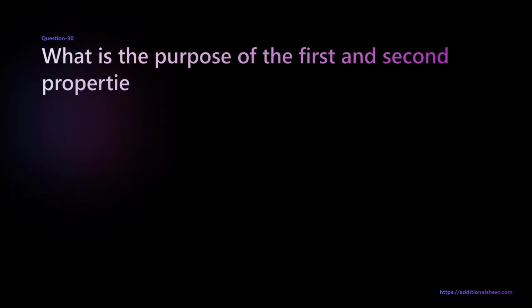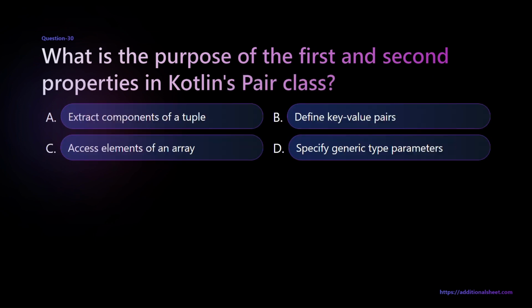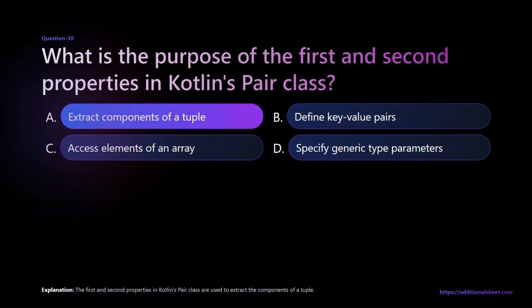What is the purpose of the first and second properties in Kotlin's Pair class? Option A, extract components of a tuple. Option B, define key value pairs. Option C, access elements of an array. Option D, specify generic type parameters. The correct answer is option A, extract components of a tuple.